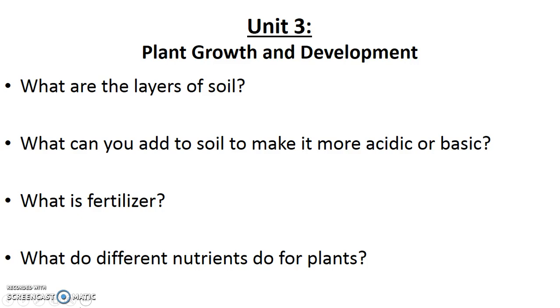And then we're going to start talking about things that you can add to soil to make it more acidic or more basic, or if it's too acidic, neutral, or too basic, neutral. And we can talk about fertilizer and what is in fertilizer and what those different nutrients do for plants.